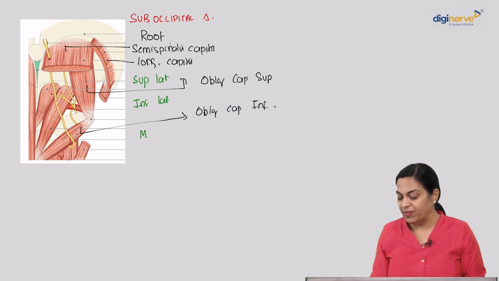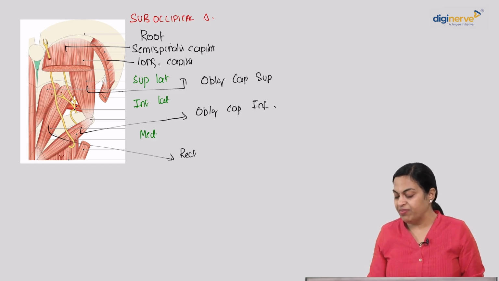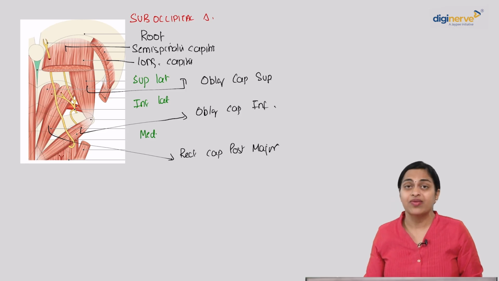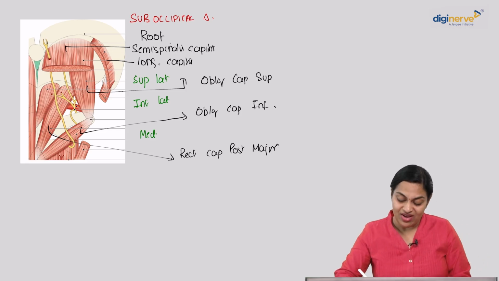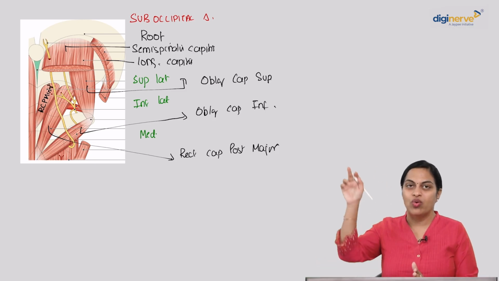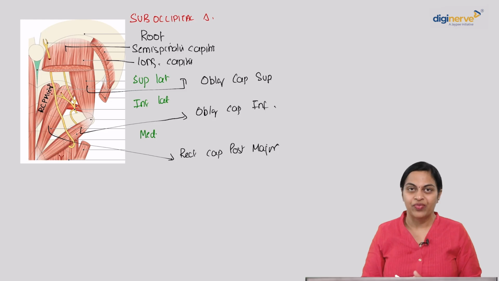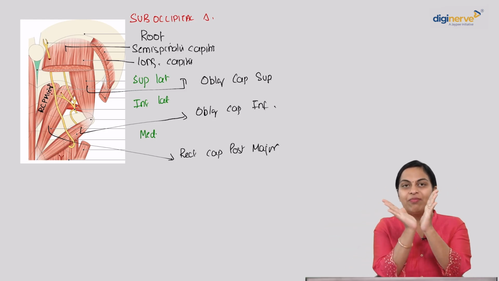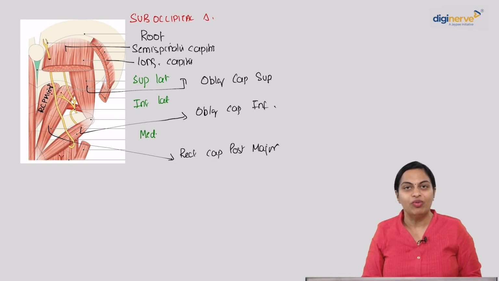And medially, yes, we get to see rectus capitis posterior major. If there is a major, there should be a minor, right? So this is the rectus capitis posterior minor that is not included as a boundary for the suboccipital triangle. So it's just the rectus capitis posterior major, obliquus capitis inferior, obliquus capitis superior.